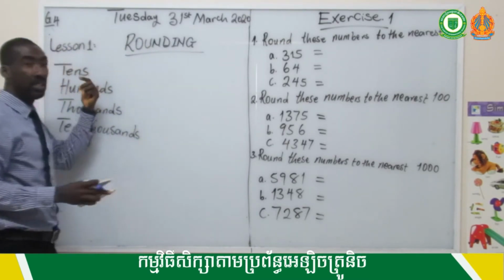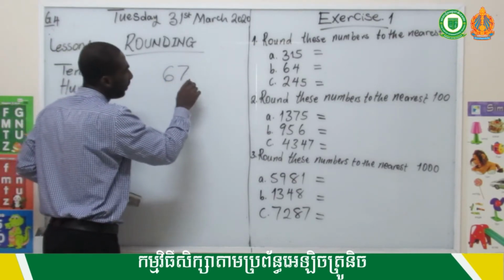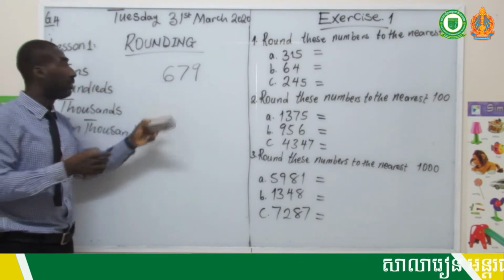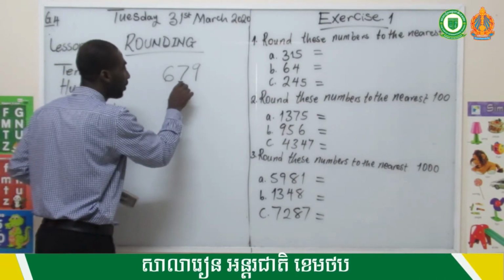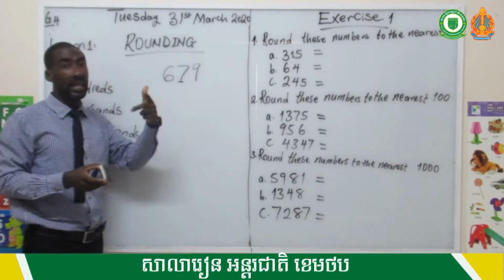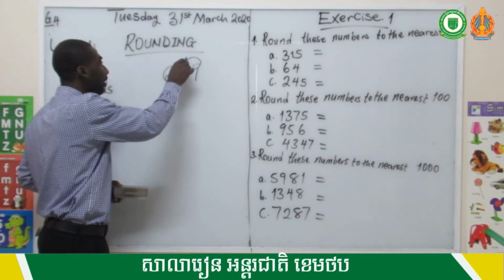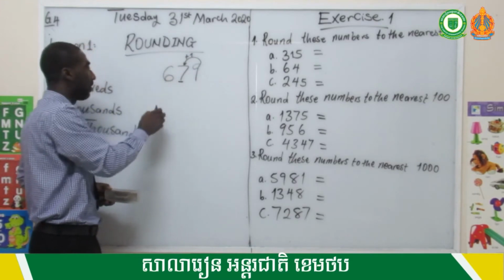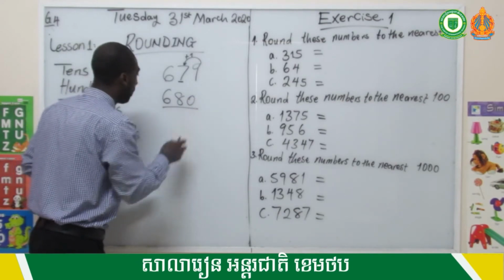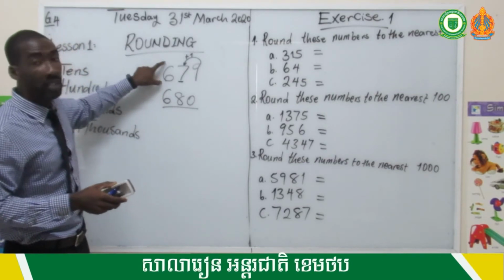We are still looking at the nearest 10. So we have 679. We want to change this to the nearest 10, which means we look for the number in the 10th position. So 7 is in the 10th position. The next door number is 9. 9 is 5 and more, so it has to give 1 point, plus 1 point to our 7. So our new figure becomes 680. So 680 becomes the nearest 10 for this one.